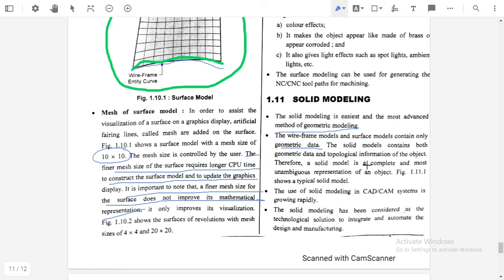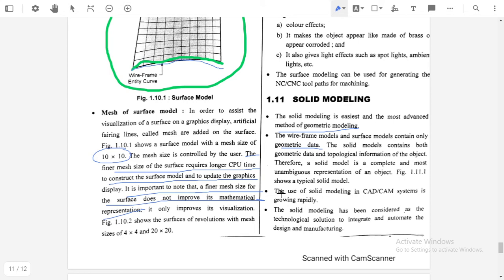Now currently remember that wireframe modeling and surface modeling only provide the geometrical information of the object. They will not give the topological information related to the object. That's why solid modeling is very important, because it provides the geometrical information and also the topological information related to the object.